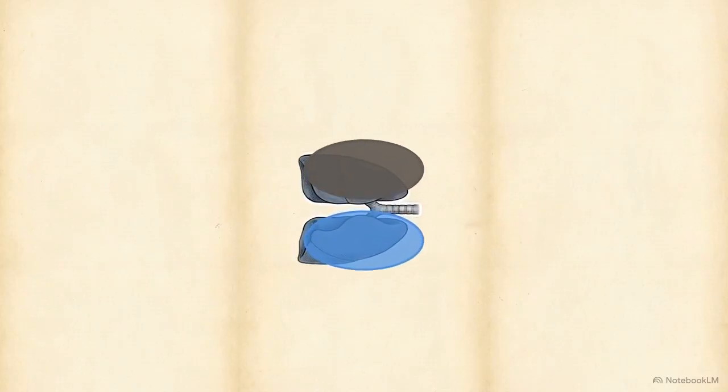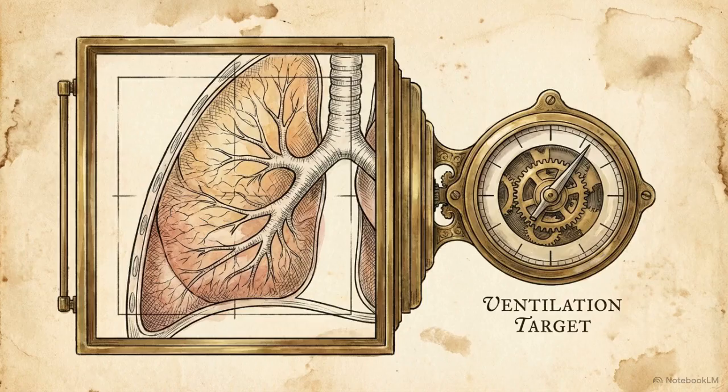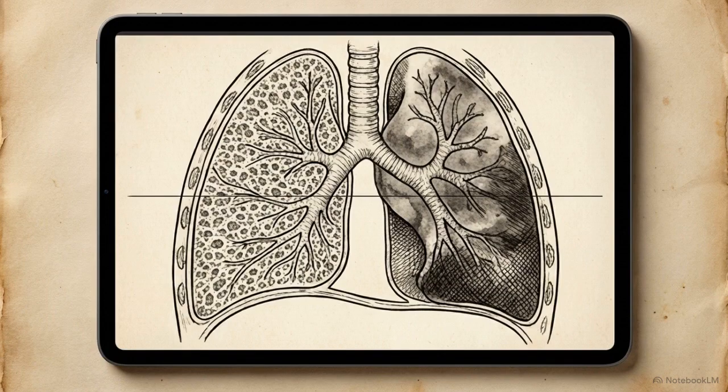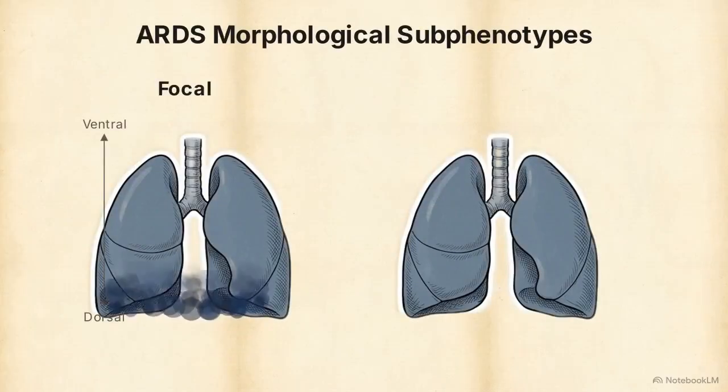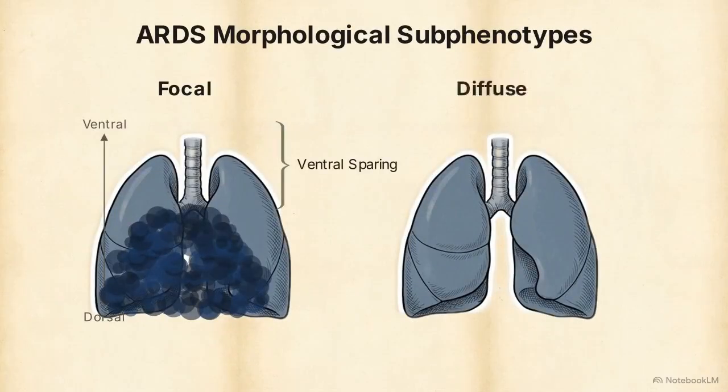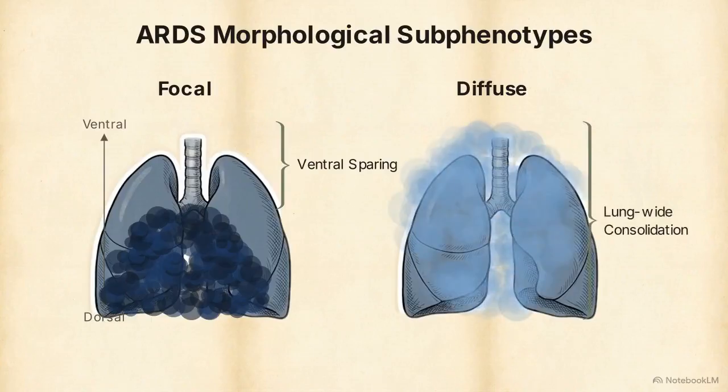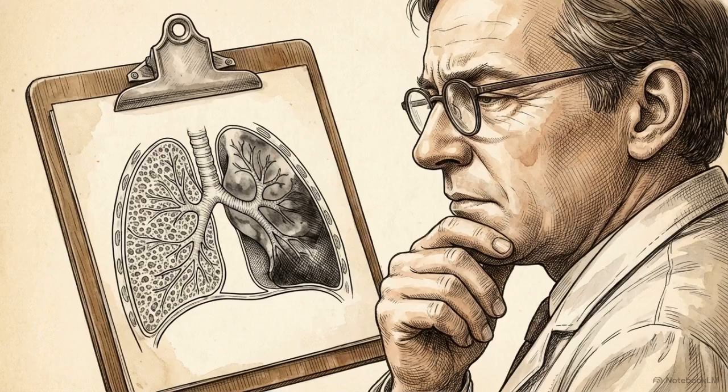The baby lung is a dynamic functional state that shifts with positioning and pressure. Mapping its distribution dynamically is the only way to titrate protective ventilation to the exact size of the usable lung. Thoracic CT allows clinicians to classify aeration loss along a spectrum, ranging from strictly focal disease with ventral sparing to diffuse lung-wide consolidation. Relying on subjective visual assessment to classify these states is prone to error.